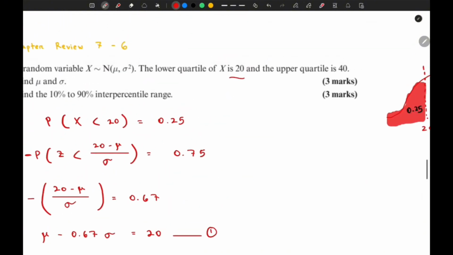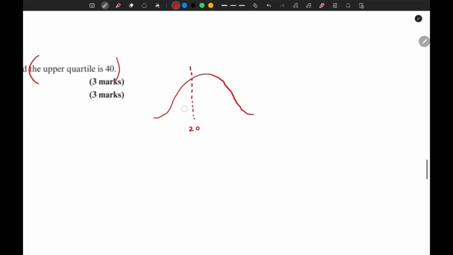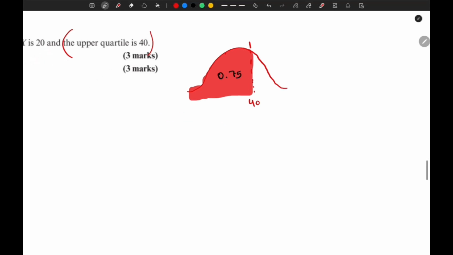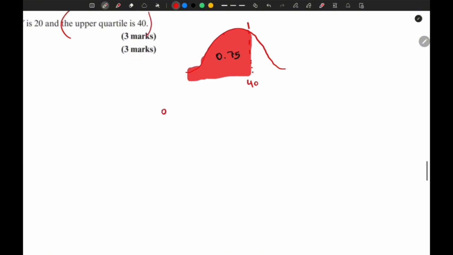Now in order to get the second equation, we need to use the upper quartile. The upper quartile is 40. Let's assume in the normal distribution curve that this is 40 and the upper quartile is basically the 75th percentile. So this area is basically 75%, which is 0.75. So we can say that the probability for x to be less than 40 is 0.75.